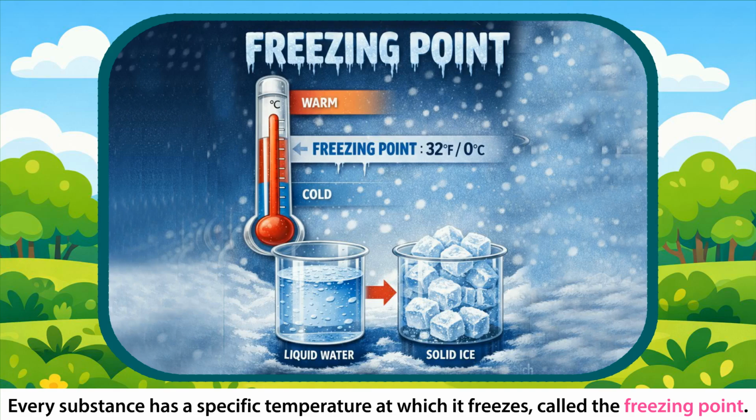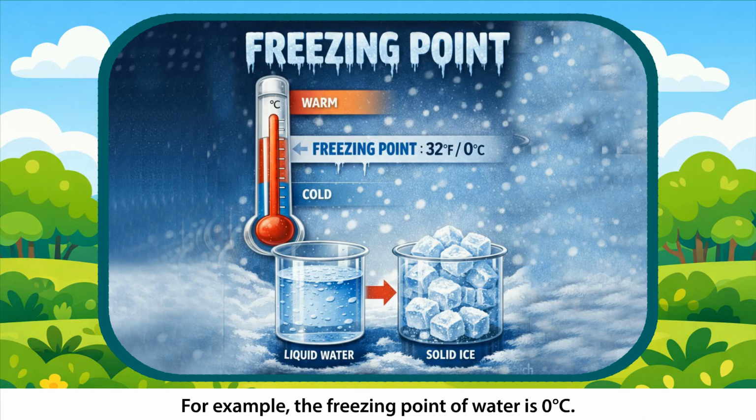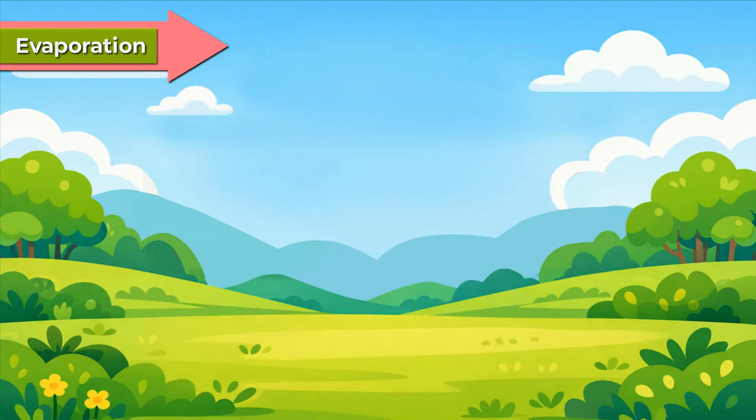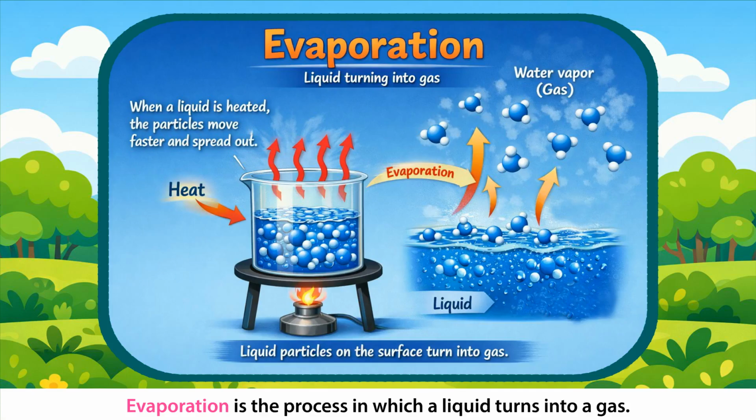Every substance has a specific temperature at which it freezes, called the freezing point. For example, the freezing point of water is 0 degrees Celsius. Examples include ice cubes forming in a freezer and snowfall in cold weather. Evaporation. Evaporation is the process in which a liquid turns into a gas.